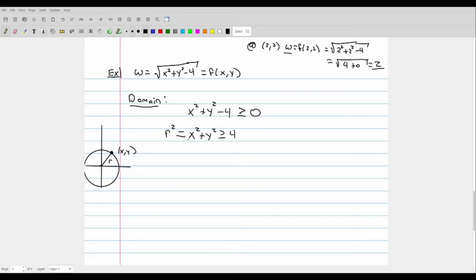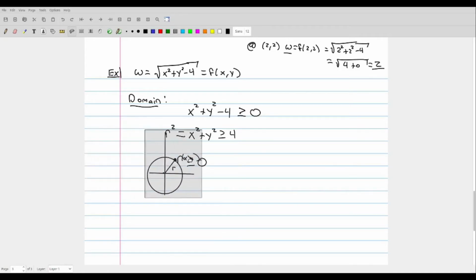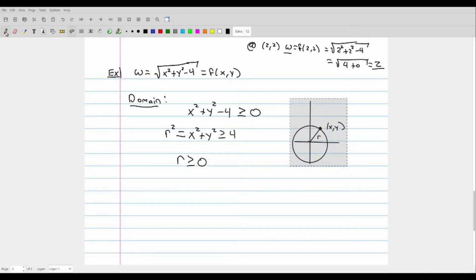So the condition we have, because remember 4 is the same thing as 2 squared, is that r, the radius from the origin, has to be greater than or equal to 2. Sorry, this should not be 0, but 2. We get this by taking the square root of both sides of this inequality. The domain of this function is all points outside the circle of radius 2.